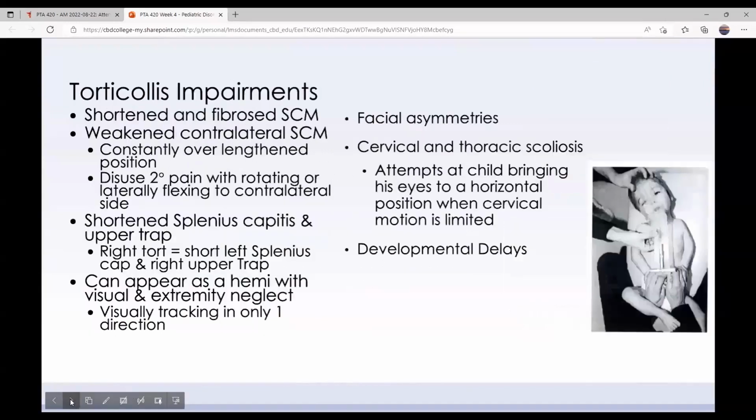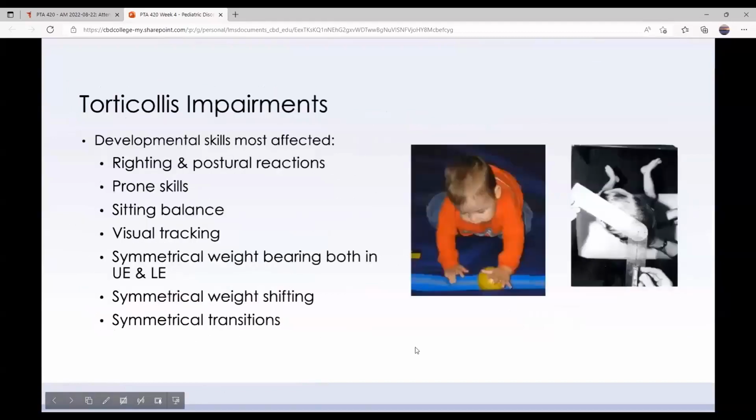Okay, so impairments here. If it's not addressed, the baby's going to have asymmetry of their head, which includes their face. It could cause scoliosis all the way down their spine. It can create developmental delays. If they're only looking to one side, they could have one-sided neglect. So it's really important to try to catch this as soon as possible to treat it. We're always bringing the baby back to midline and trying to promote that stretch.